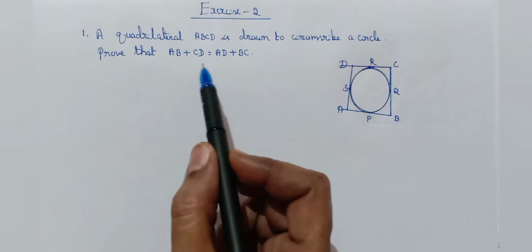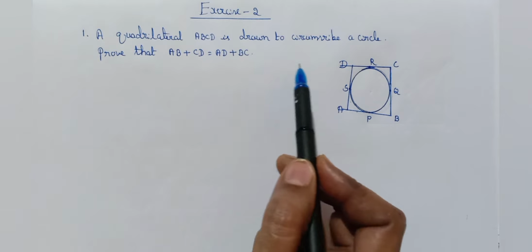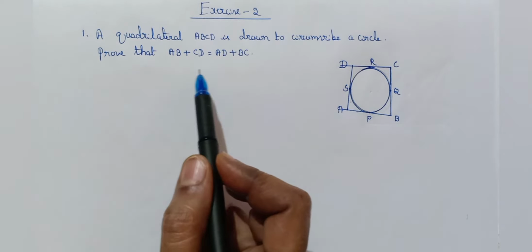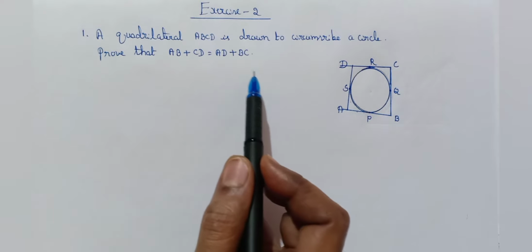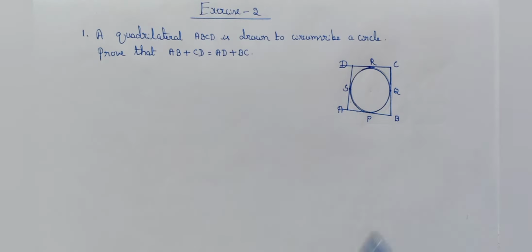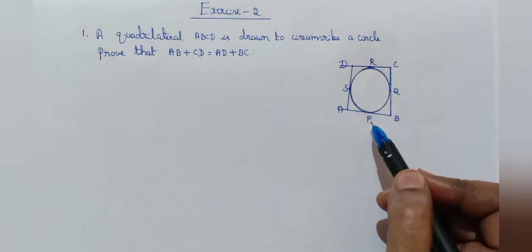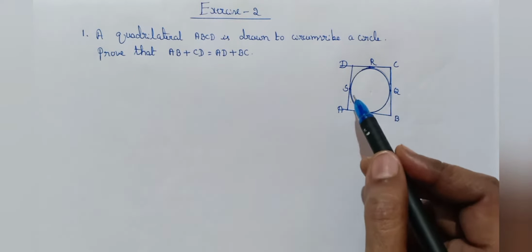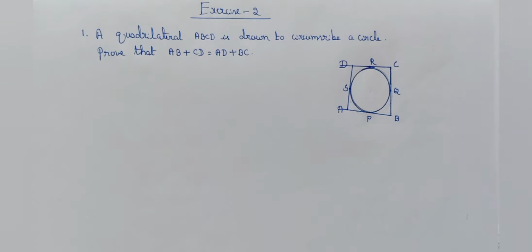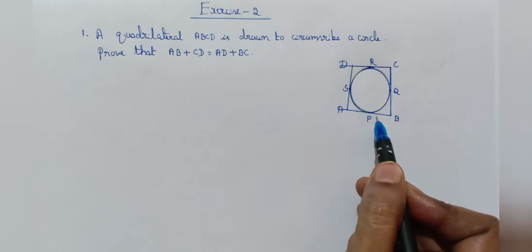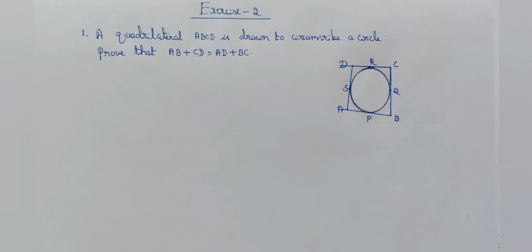A quadrilateral ABCD is drawn to circumscribe a circle. Prove that AB plus CD is equal to AD plus BC. Here the quadrilateral ABCD touches the circle at the points P, Q, R and S. We know that the tangents drawn from an external point to a circle are equal, from theorem 2.